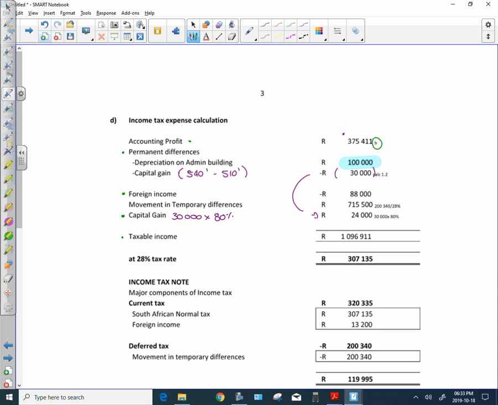Okay. I don't think I intended it to go under permanent differences. I think I would have had a little split there. But the first item after, I would, yeah.